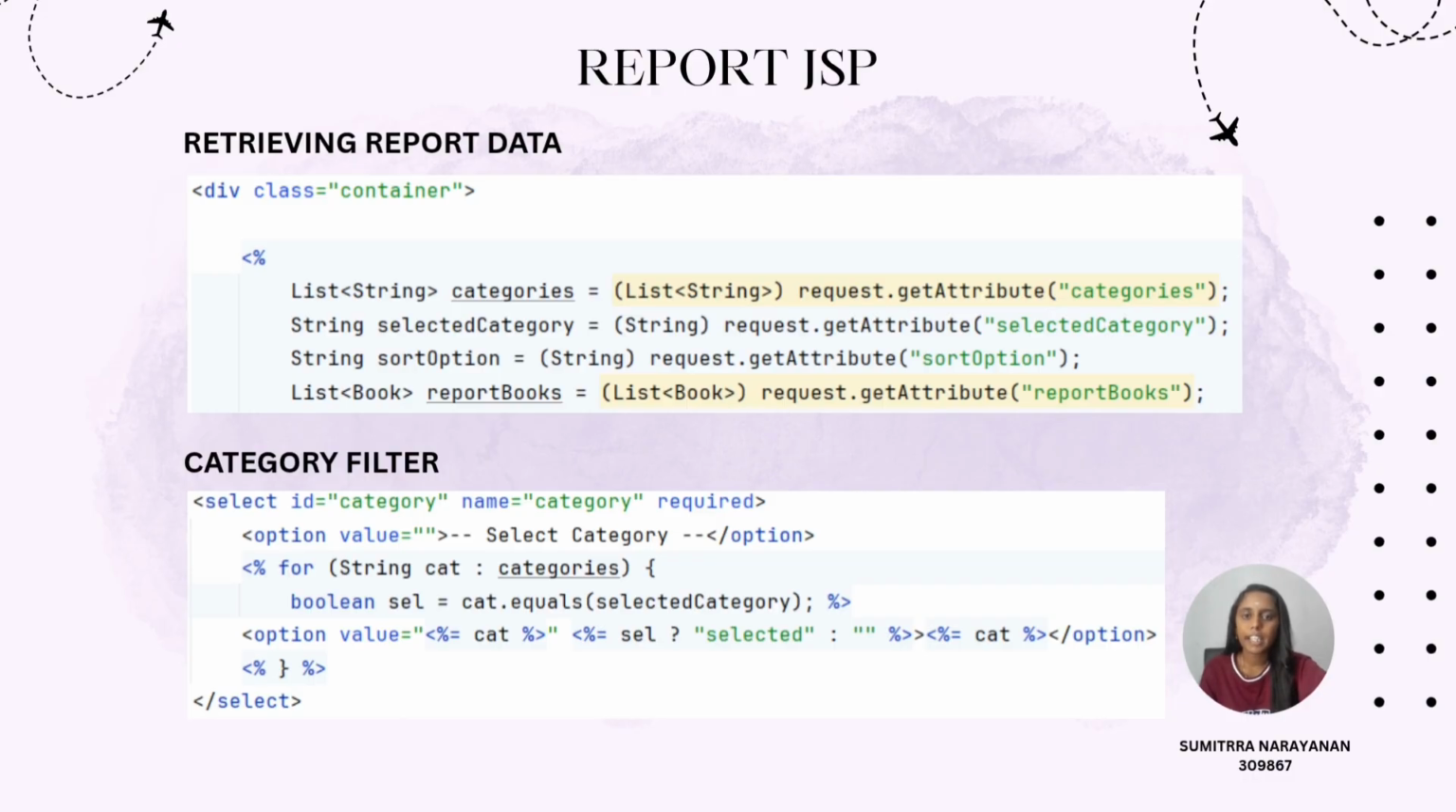The second one is category filter. This section implements the category filtering feature. The category dropdown is dynamically generated using a loop that retrieves all available categories from the system. The condition cell selected is used to keep the user's selected category displayed after the report is generated, improving user experience.